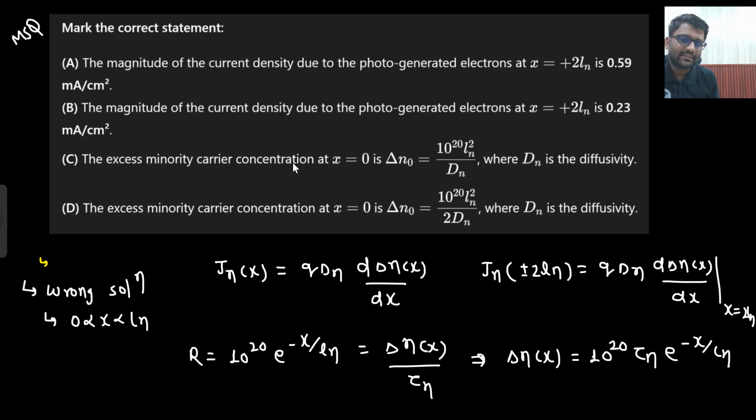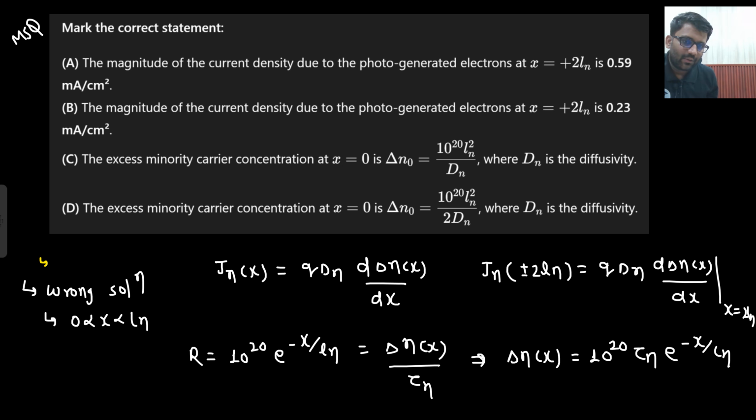What they are asking is the excess minority carrier concentration at x equals 0. That means the delta nx I have found is 10 to the power 20 tau n e to the power minus x by Ln. To find it at 0, I will put 0 here. So e to the power 0 will be 1, giving 10 to the power 20 tau n.